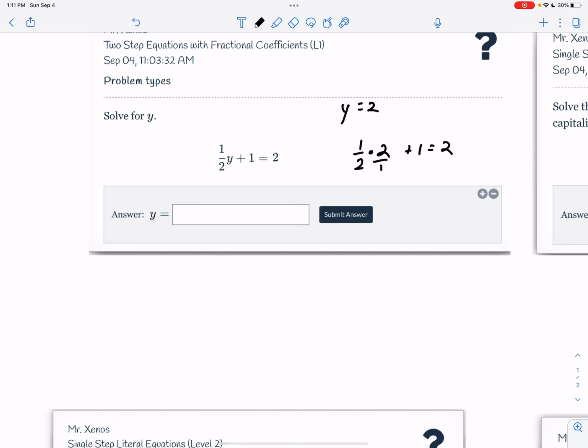2 over 1 times 2. So 1 times 2 on the top is 2. 2 times 1 is 2, so 2 over 2 is 1. So this cancels, the 2's cancel. And you get a problem that was hiding: 1 plus 1 equals 2. 2 equals 2. Confirmed.